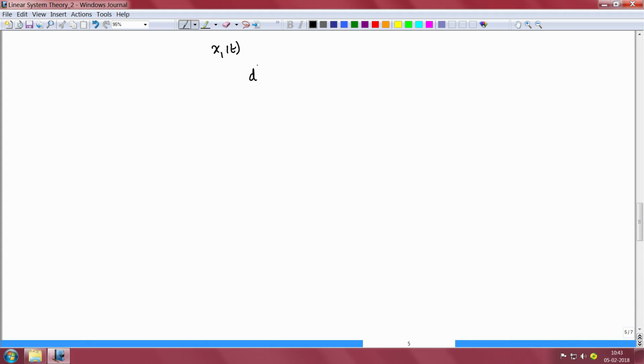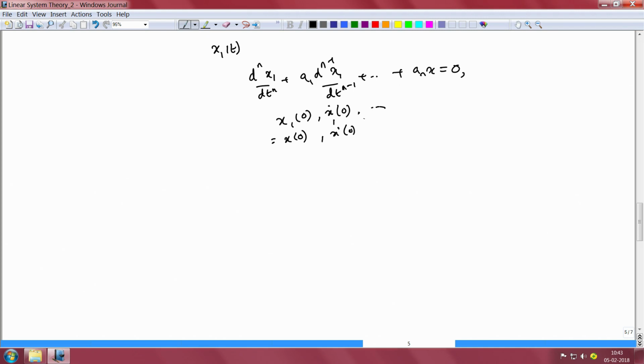In other words, the nth derivative of x1 with respect to t plus a1 times the (n minus 1)th derivative of x1 with respect to t, and so on up to a n of x1, is equal to 0, and the initial conditions of x1, namely x1 of 0, x1 dot of 0 and so on, are all equal to the original initial conditions x of 0, x dot of 0 and so on and so forth.